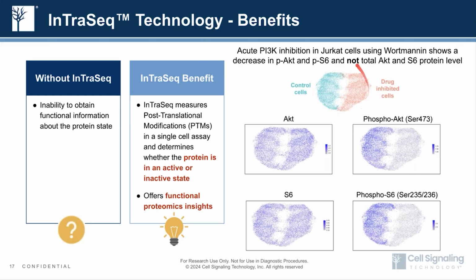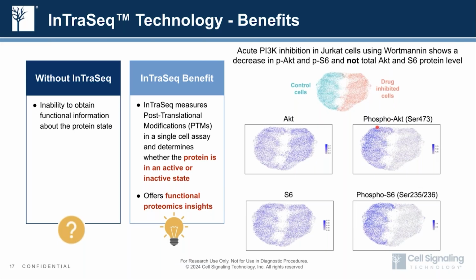And in this UMAP, what we're showing is the drug-inhibited cells with wortmannin, and on the left side, you have the control cells that we're comparing the signaling to. So when you look at AKT protein level, you see that the protein is the same in both regions of the UMAP, in the drug-inhibited and the control cells. Now, at phospho-AKT, however, specifically at serine 473, you see that there's a downregulation of phospho-AKT only in the drug-inhibited cells with wortmannin, as opposed to the control cells.